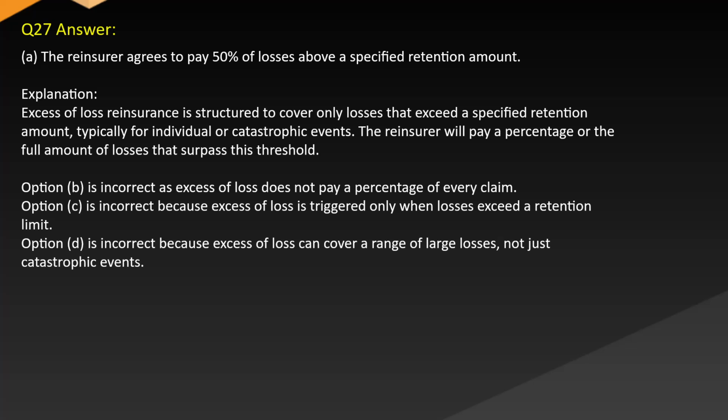Option B is incorrect as excess loss does not pay a percentage of every claim. Option C is incorrect because excess loss is triggered only when losses exceed a retention limit. Option D is incorrect because excess loss can cover a range of large losses, not just catastrophic events.